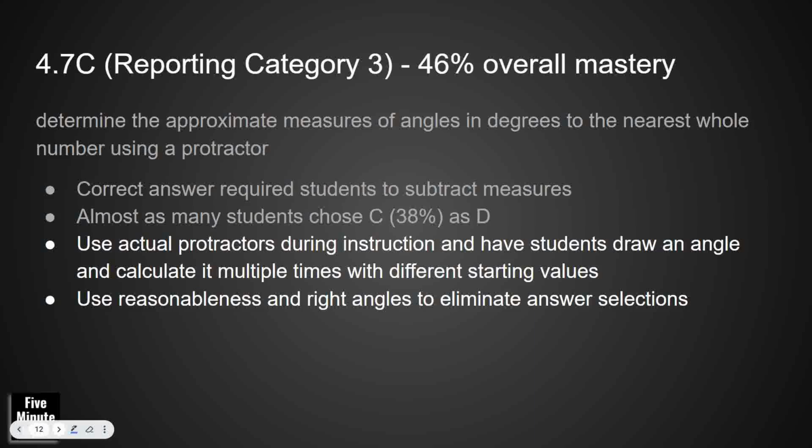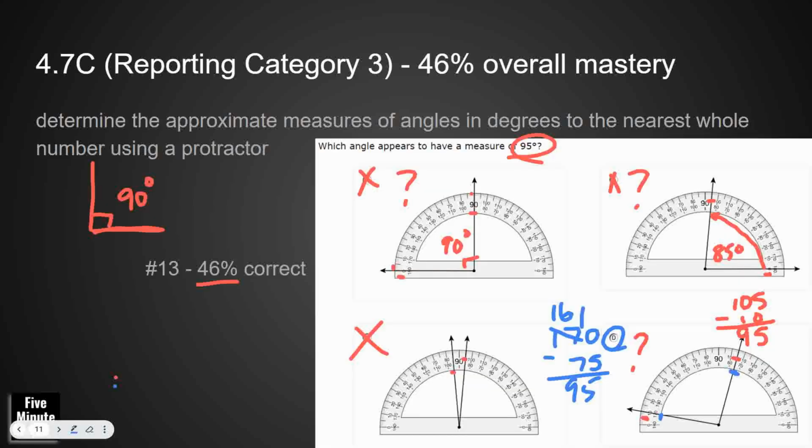And so you had to subtract measures in order to find that. The other two options that were close just had a ray at the zero, which probably tripped some kids up. And almost as many students chose C, 38%, as D. Let's go back and look. 38%. Now, why would 38% of our students choose C and 46% choose D?